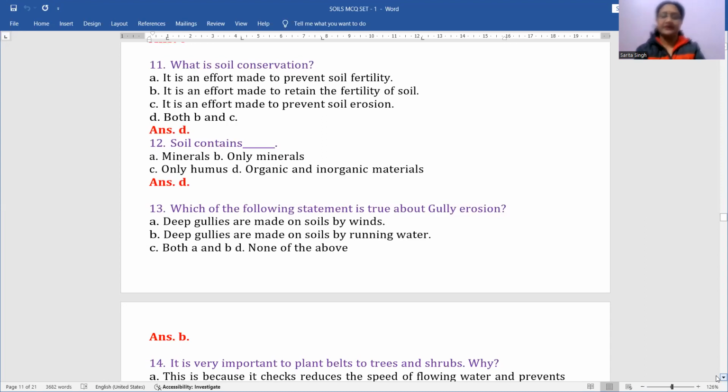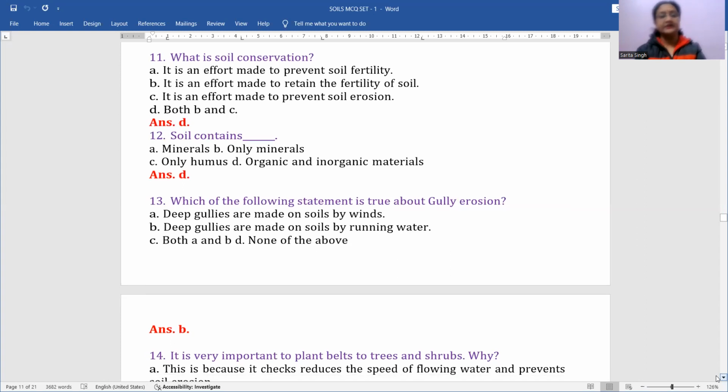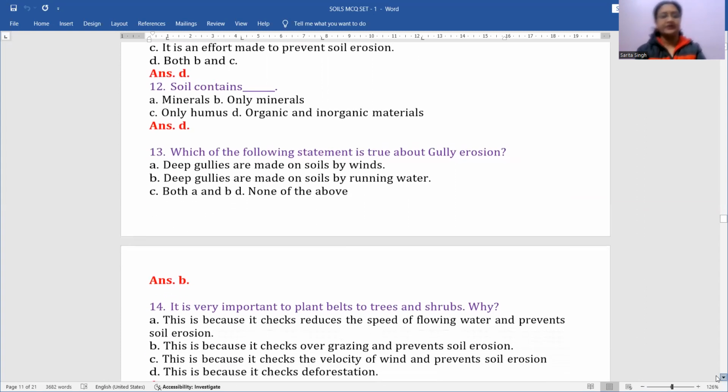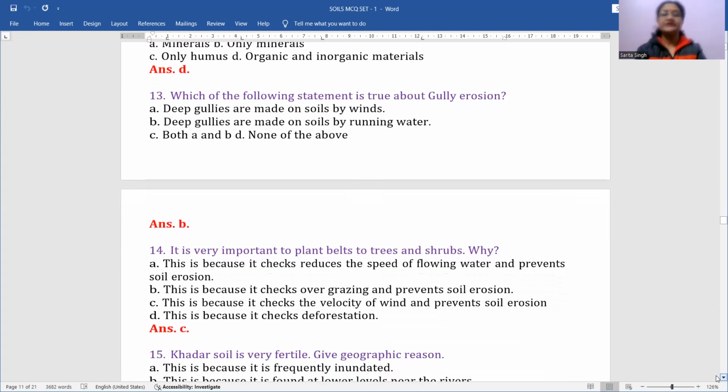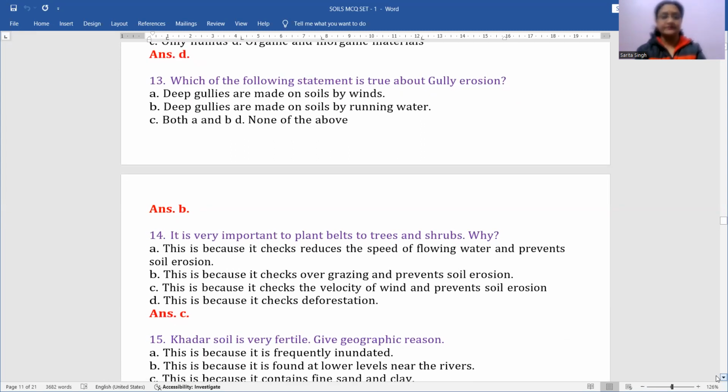तो हमारा करेक्ट ऑप्शन यहाँ पर हो जाएगा D, ठीक है। अच्छा, नेक्स्ट क्वेश्चन है: soil contains minerals only, humus, or organic and inorganic matter. D option is correct, बिकॉज सॉइल में ऑर्गेनिक इनऑर्गेनिक सारे मटेरियल्स आपको मिलेंगे, ठीक है। Which of the following statements is true about gully erosion?